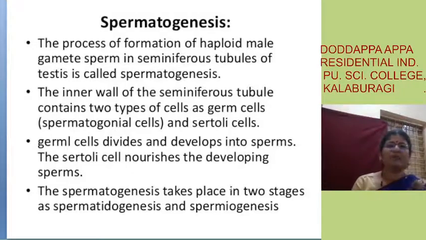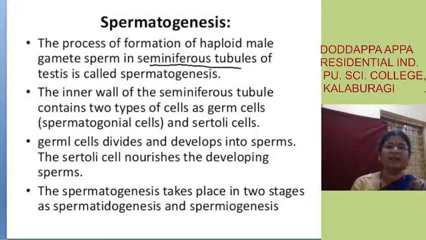And now we have to go to the spermatogenesis process. What do you mean by spermatogenesis? The process of formation of haploid male gamete, the process of formation of sperm, that is spermatogenesis. Where are the sperms produced? Sperms are produced in the seminiferous tubule, that you already know.